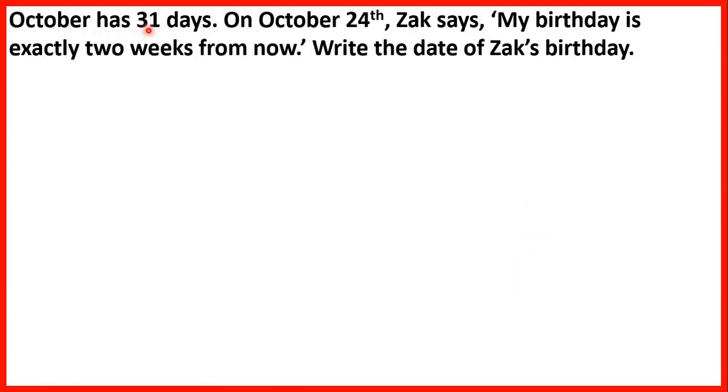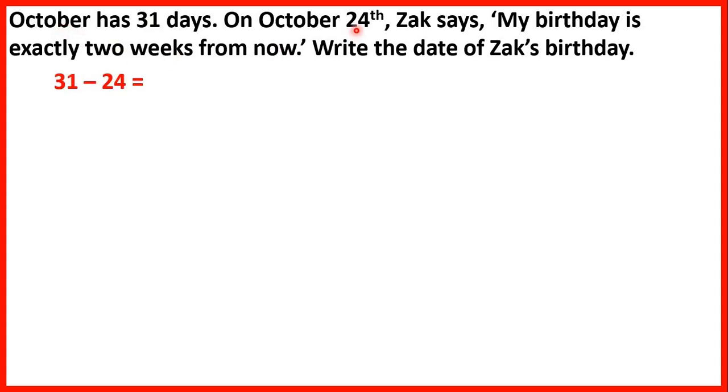October has 31 days. On October the 24th, Zack says, "My birthday is exactly 2 weeks from now. Write the date of Zack's birthday." So we know that 1 week is 7 days, so 2 weeks is 14 days. But if we add 14 to 24, we get more than 31. So Zack's birthday won't be in October, it will be in the next month, so in November.